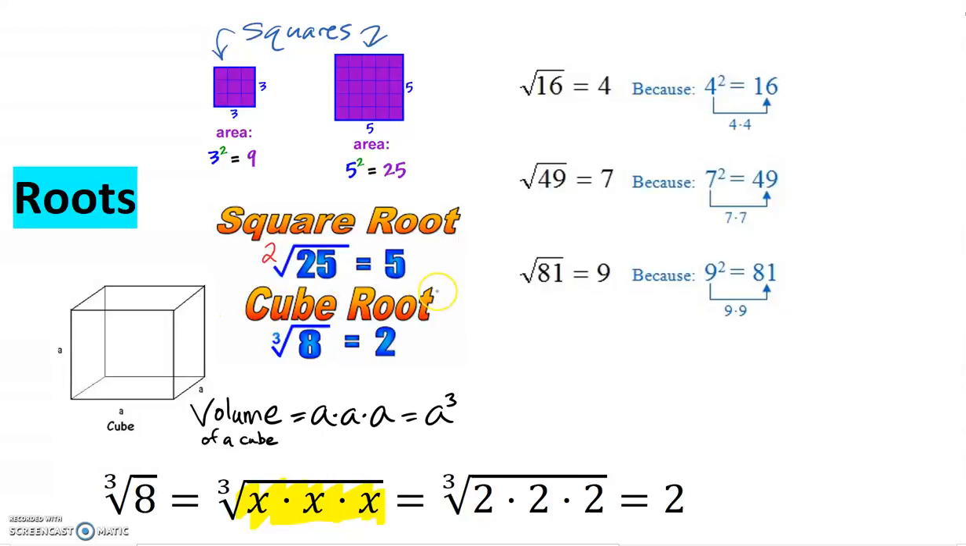And then a cube root. This is asking us what number times itself 3 times will equal the number under the root. And that's what we're going to focus on.